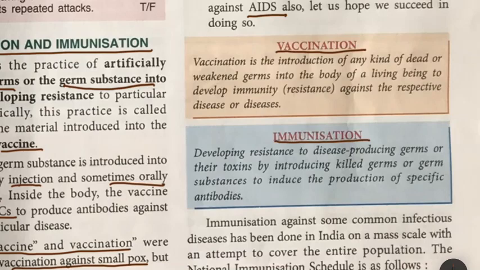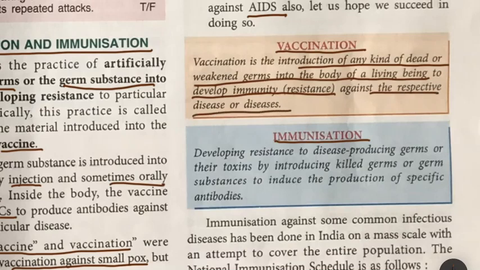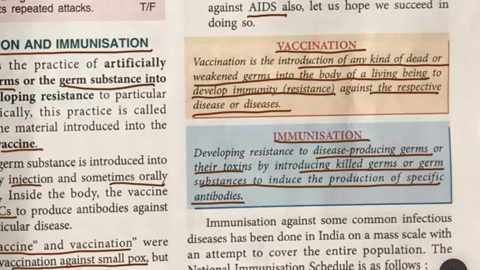Now, the definitions of vaccination and immunization differ slightly. Vaccination is the introduction of any kind of dead or weakened germs into the body of a living being to develop immunity or resistance against the respective disease or diseases. So actually vaccination and immunization are the same thing. But what do you mean by immunization? It is developing resistance to disease producing germs or their toxins by introducing killed germs or germ substances to induce the production of specific antibodies. So actually there is just a slight difference.